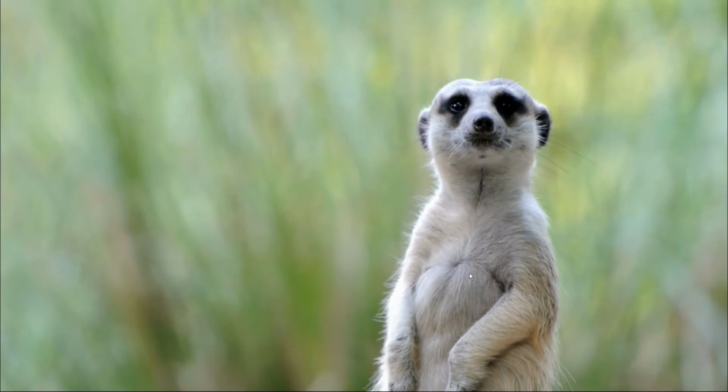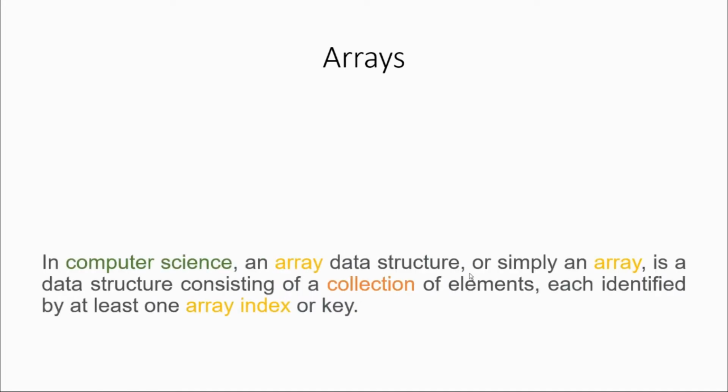In this video tutorial, we'll be learning about arrays. What is an array? An array is a data structure in computer programming which consists of same data types. In computer science, an array data structure, or simply an array, is a data structure consisting of a collection of elements, each identified by at least one index or key.